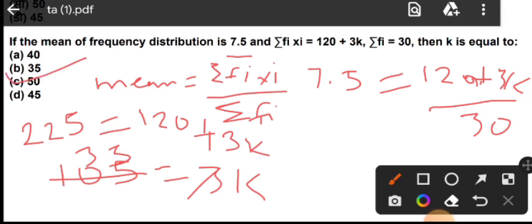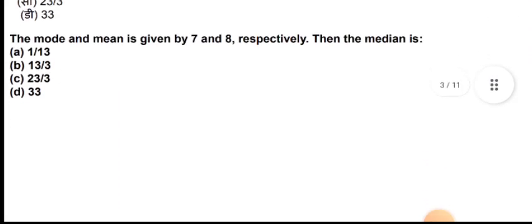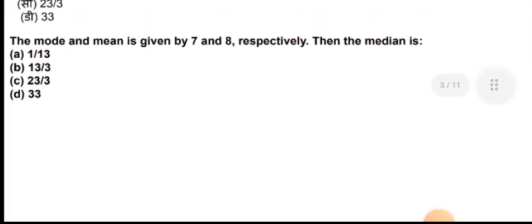So let's move on to another question. Here is the next question. Let's start.